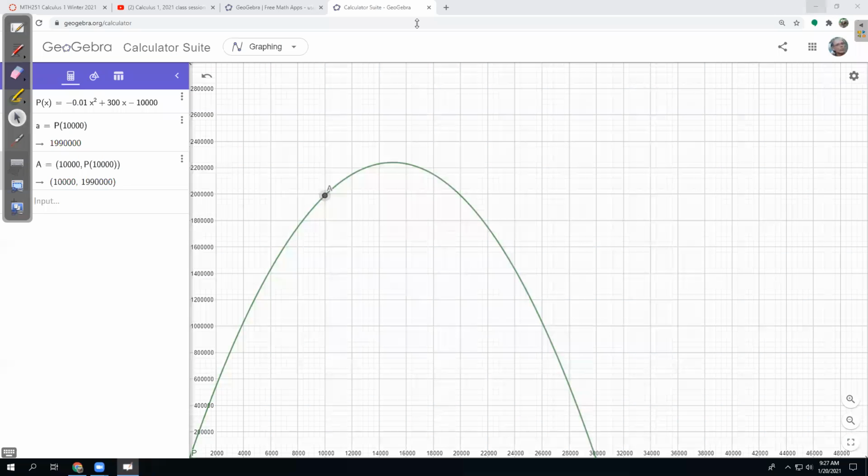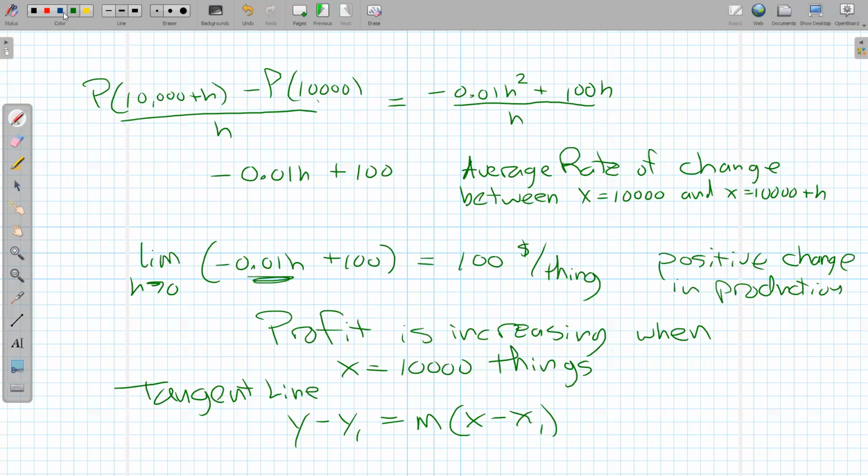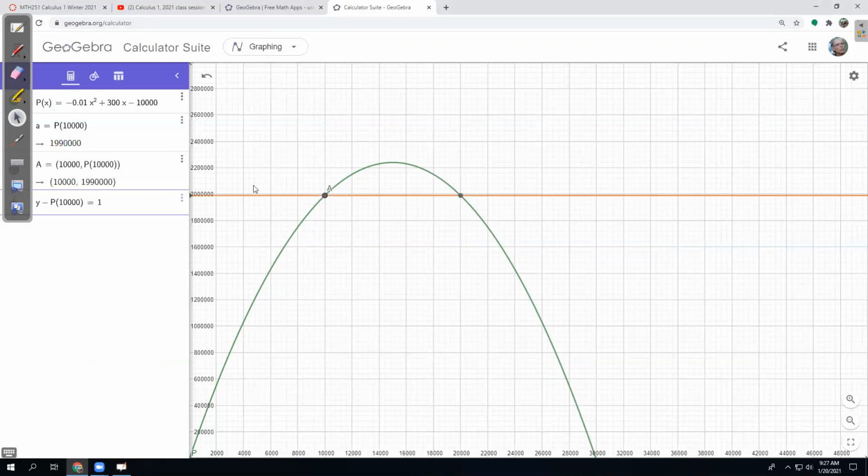So I can just type that pretty much as I see it: y minus, and I'm just going to call it P of 10,000 is my y value, equals the slope, which we found to be, what was it again, 100, times parentheses x minus 10,000. Bang, look at that. We nailed the slope there.